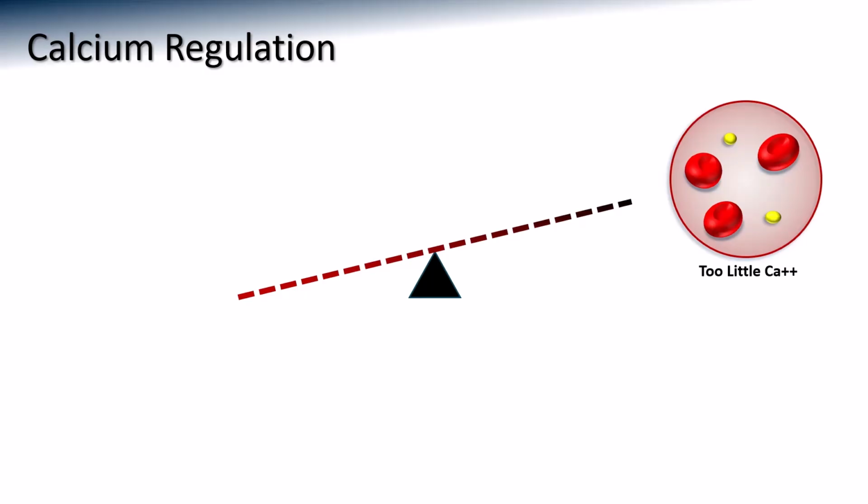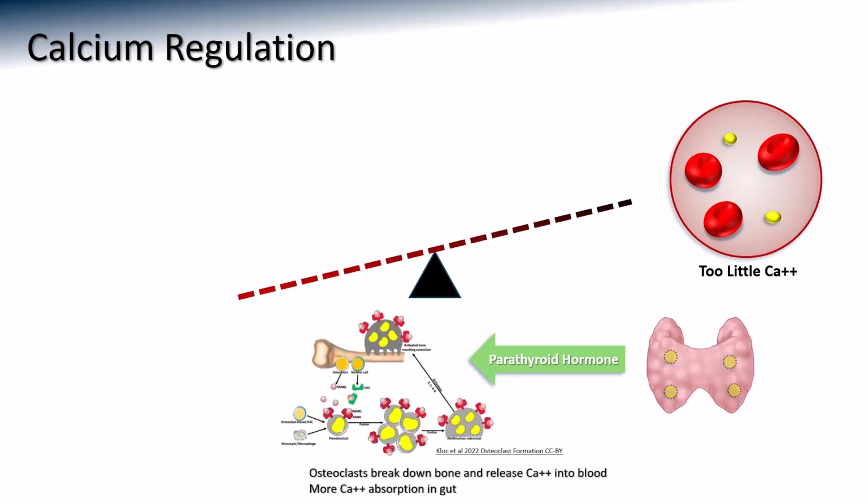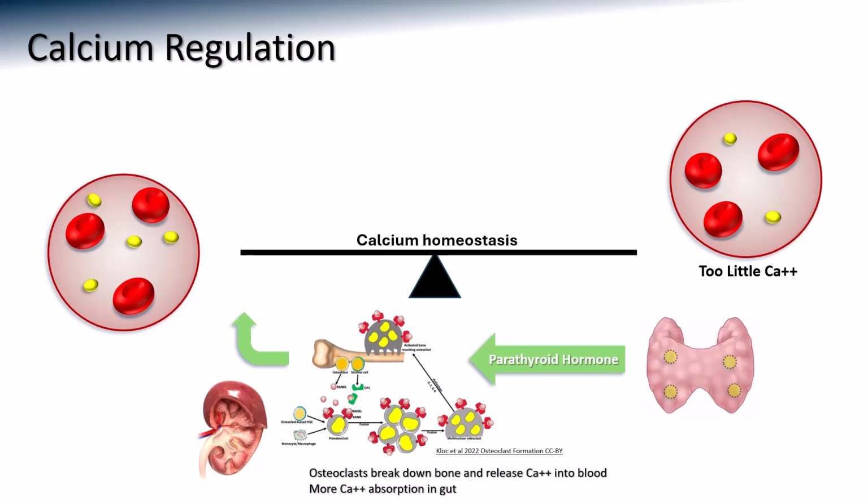All right, so now let's look at the opposite side of the loop here. What happens when we have too little calcium in the blood? Well, in this case, the parathyroids are going to pick up on this, and they will release parathyroid hormone. And that will tell those osteoclasts to start breaking down that bone and releasing calcium into the bloodstream. And it also tells the kidneys to produce more vitamin D, which leads to more calcium absorption in the gut. Okay? And that will once again bring us back to homeostasis.